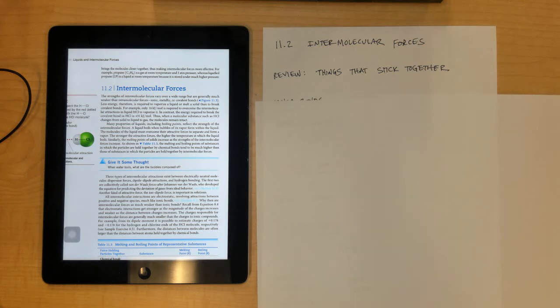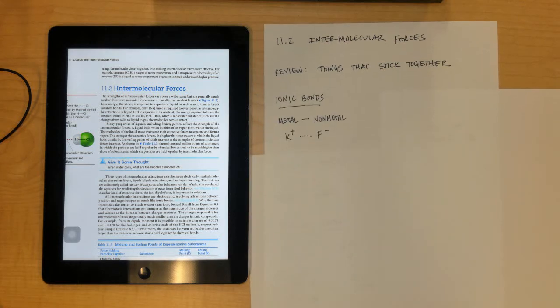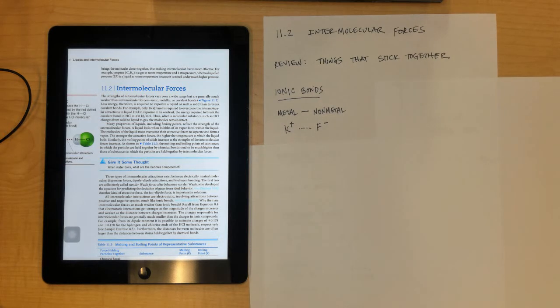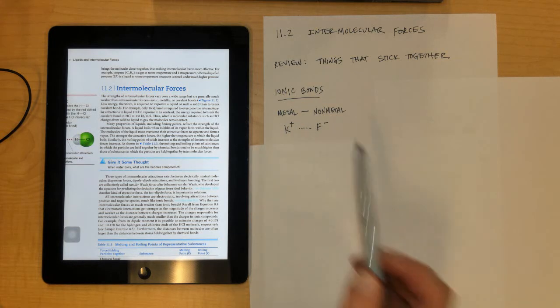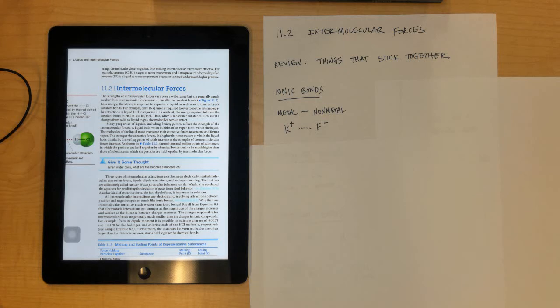Well, the first one we learned about way back in chapter 2 were things called ionic bonds. Ionic bonds are usually between a metal and a nonmetal, and they're inside of that particle. They're inside of that molecule, if you want to call it that. And so it's the force that takes the K plus and the F minus and sticks them together. They're super strong. They have a really high numerical value. They have a bond enthalpy that's usually close to 1,000 kilojoules per mole.